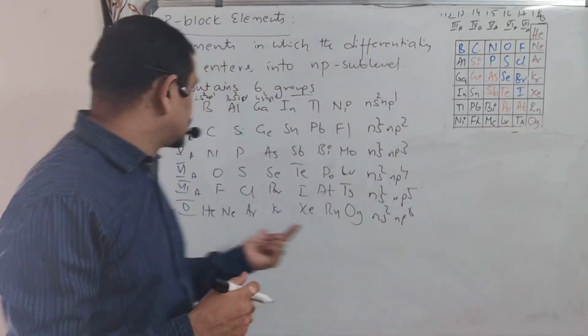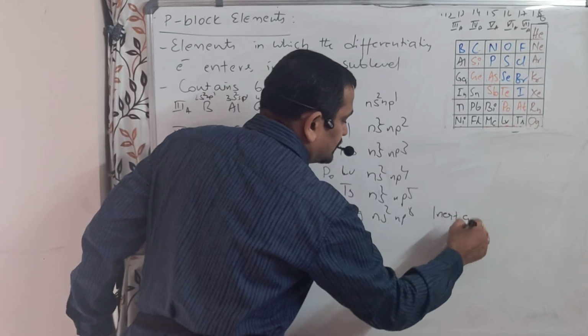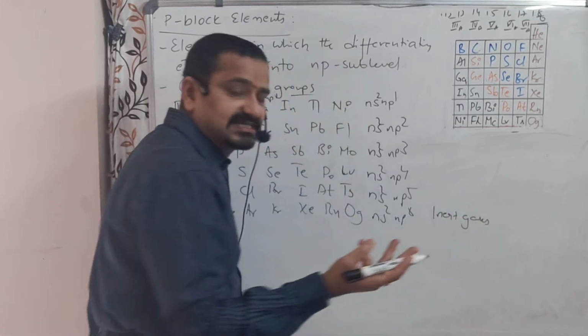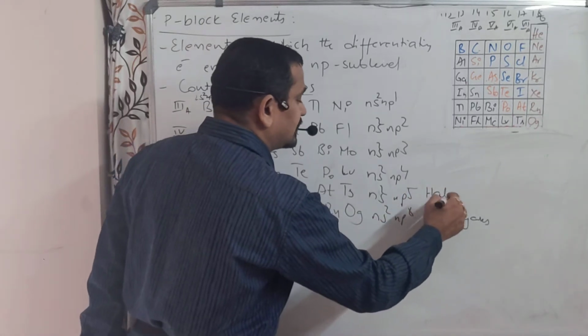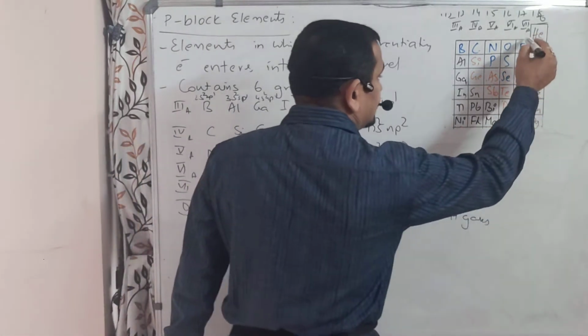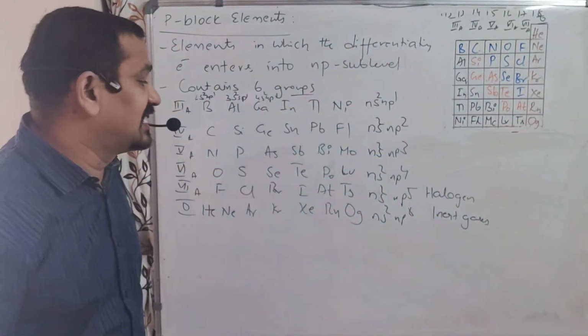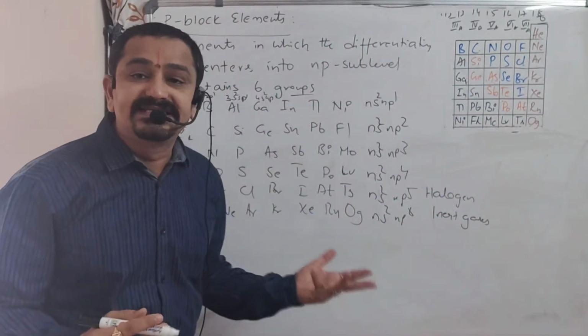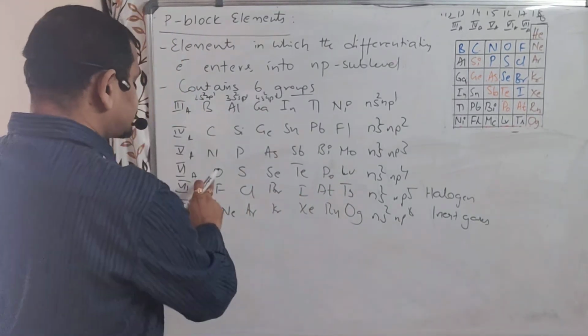They have special names also. 0 group elements are called inert gases because they are chemically inert. And halogens, these are fluorine, chlorine, bromine, iodine. Especially these 4 blue lettered elements are called halogens. Halo means salt, gen means product, as they give salt products.